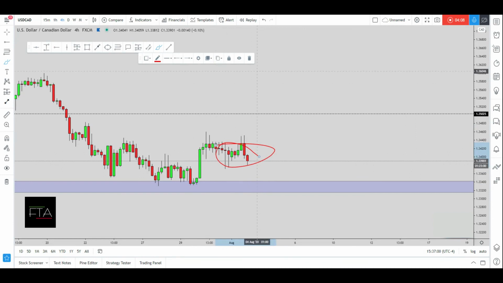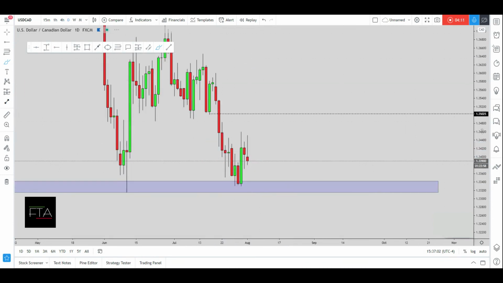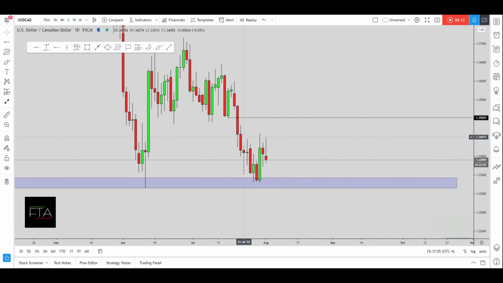We still don't have any confirmations for long. Okay, we still don't have any confirmations. But from a structure perspective, this is definitely the move that we would like to see the market give us.